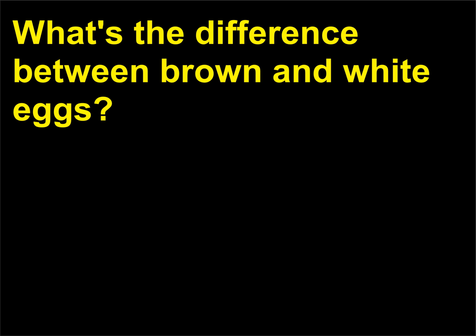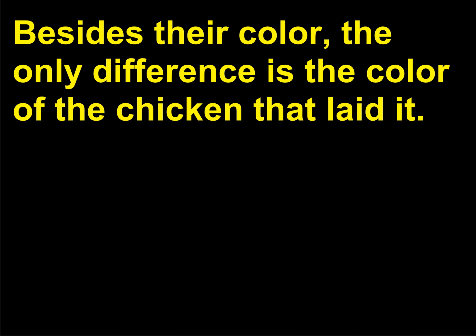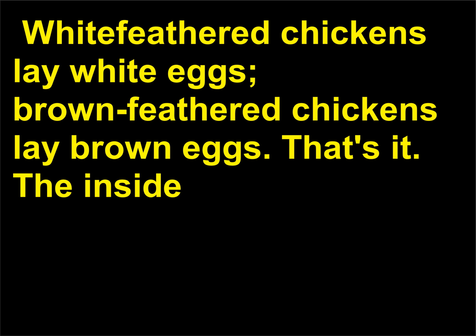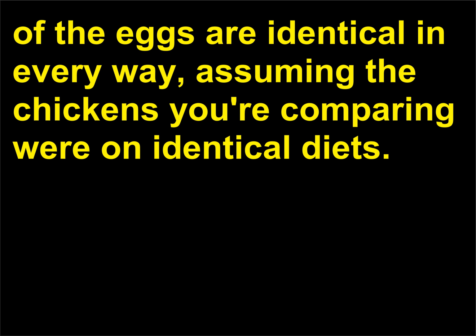What's the difference between brown and white eggs? Besides their color, the only difference is the color of the chicken that laid it. White feathered chickens lay white eggs, brown feathered chickens lay brown eggs. That's it. The inside of the eggs are identical in every way, assuming the chickens you're comparing were on identical diets.